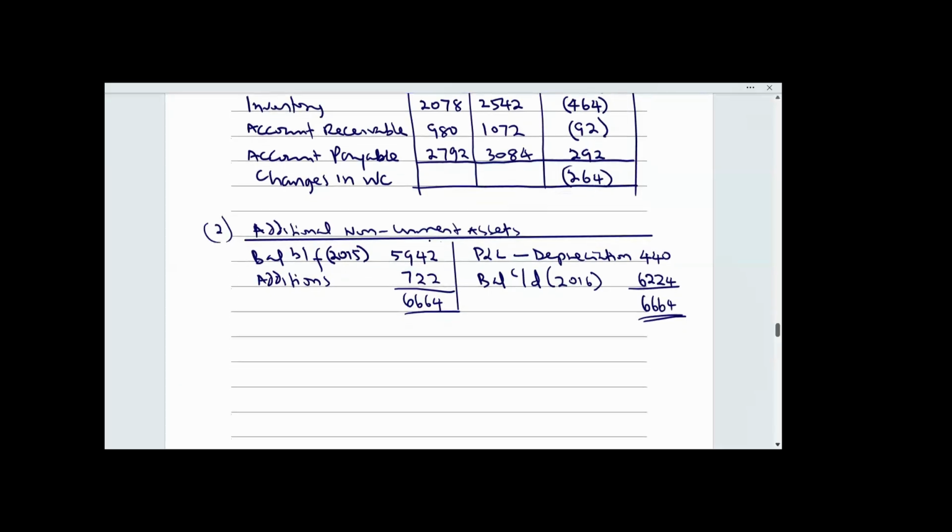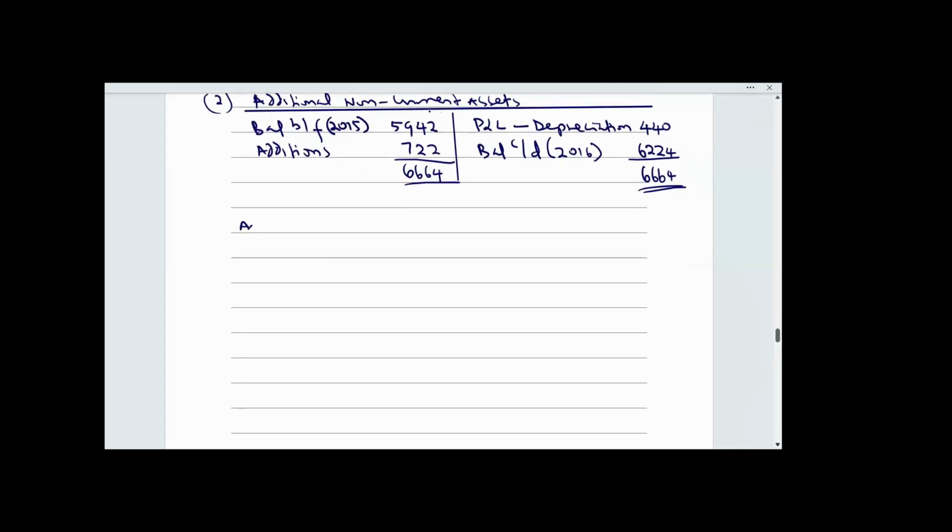Alternatively, if I don't want to use T format, like I said, I can use a formula. I will say addition is equal to the closing non-current assets plus depreciation minus opening non-current assets. So in this case, it will be 6224 plus 440 minus 5942. So we have 722. Okay, so let's go and post.